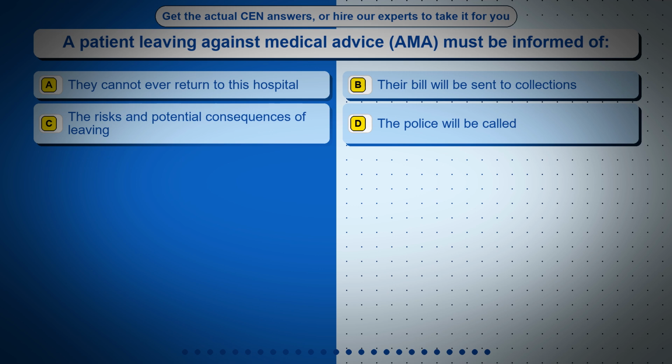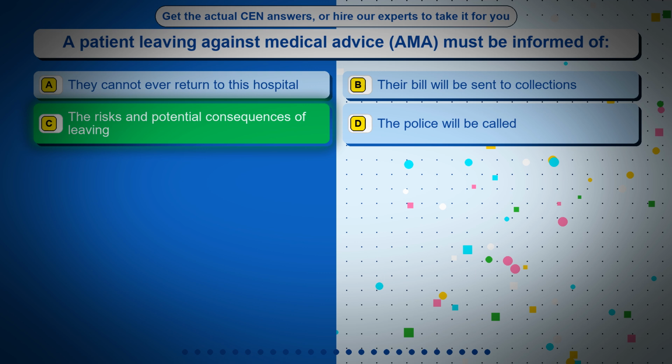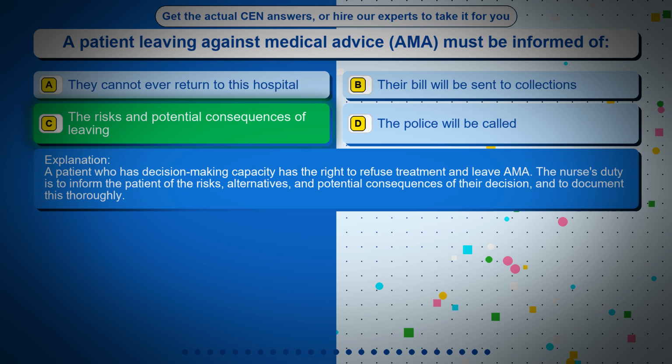Question 25. A patient leaving against medical advice, AMA, must be informed of: Option A, they cannot ever return to this hospital. Option B, their bill will be sent to collections. Option C, the risks and potential consequences of leaving. Option D, the police will be called. The correct answer is option C, the risks and potential consequences of leaving. A patient who has decision-making capacity has the right to refuse treatment and leave AMA. The nurse's duty is to inform the patient of the risks, alternatives, and potential consequences of their decision, and to document this thoroughly.